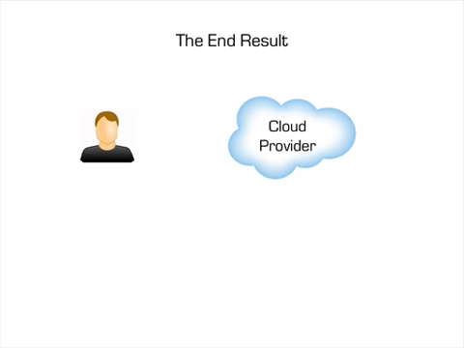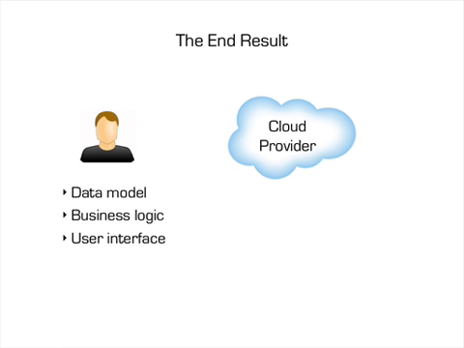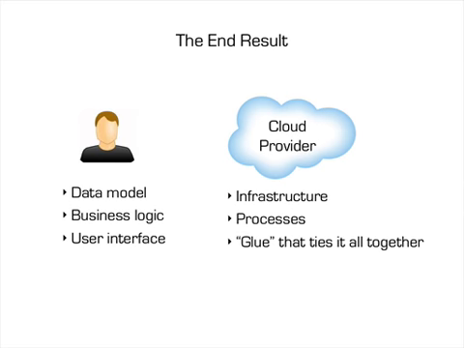So if we step back and look at what cloud computing is really about, it's about drawing a line between the underlying infrastructure required to run high-performance web applications and the developers who actually write the code. It's about focusing each party on what their core competency is. So as a developer, you spend your time building your data model, your business logic, and your user interface, while the cloud provider spends its time managing the infrastructure, the processes that go along with it, and the glue that ties all the application's pieces together. The end result is developers will build better applications in less time.